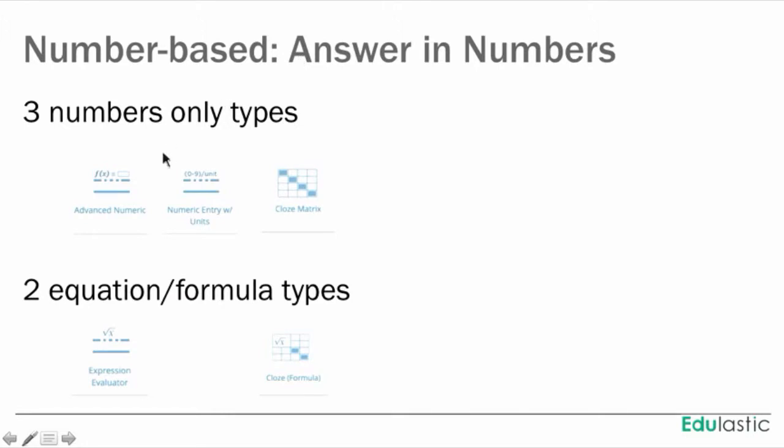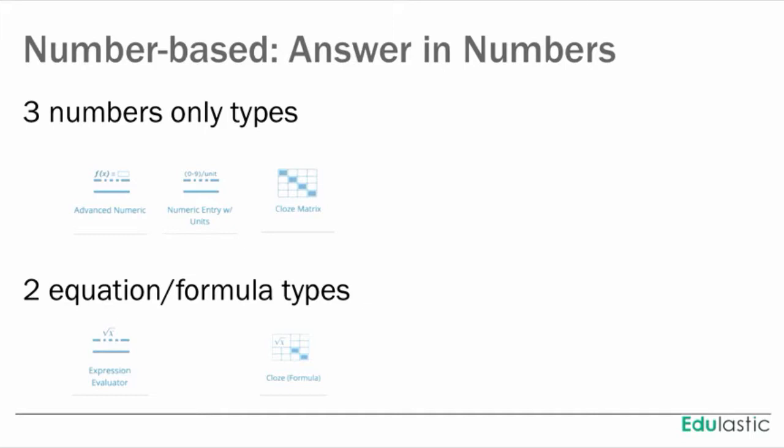The 3 numbers only types where the student can type in only numbers are advanced numeric, entry with units, which is just like advanced numeric, except it has per foot, per minute, per mile. And in this type of question, the teacher can require the student to not only answer the number part of the question, but also put the units in, so if it's feet or miles. And then closed matrix is a function type question where the student has to identify patterns with numbers. And again, these are ones where the student types in numbers.